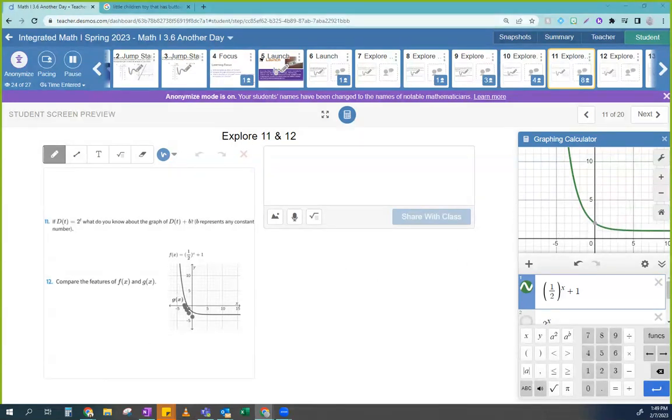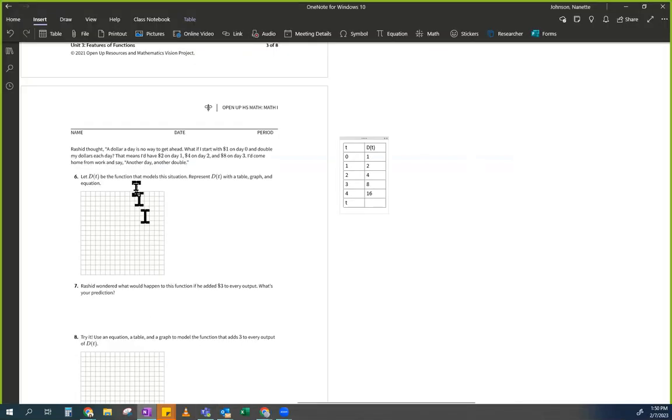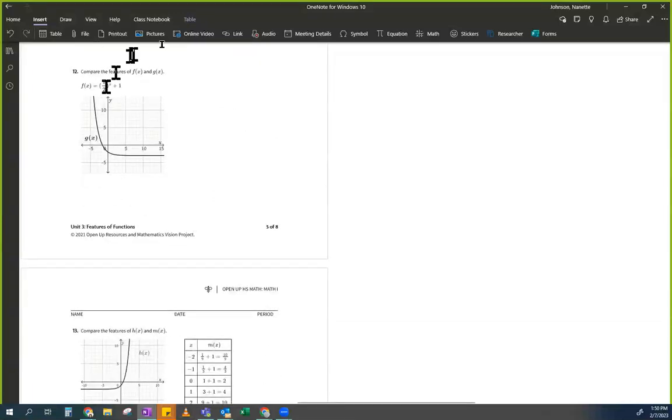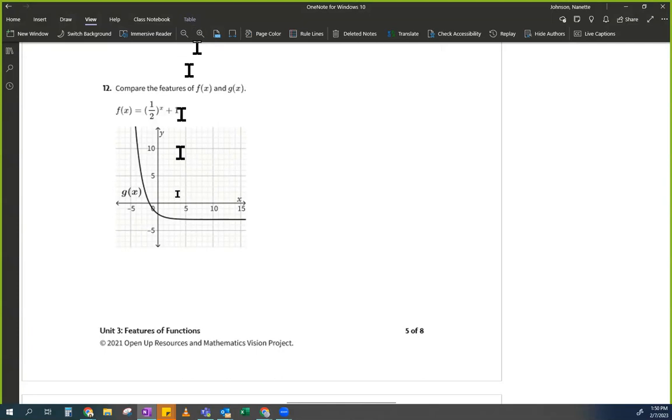What happened to this guy though? G of X. What happened to my G of X? Look at him. Does he look like he moved up one? I know he's kind of tiny here. I'll try to go over here. Maybe it's a better picture. Let's make him giganticer so you guys can actually see. Does it look like he moved up one? No, right? It looked like he moved down.